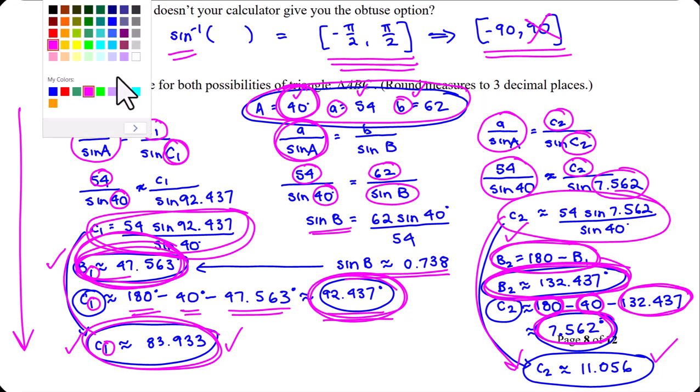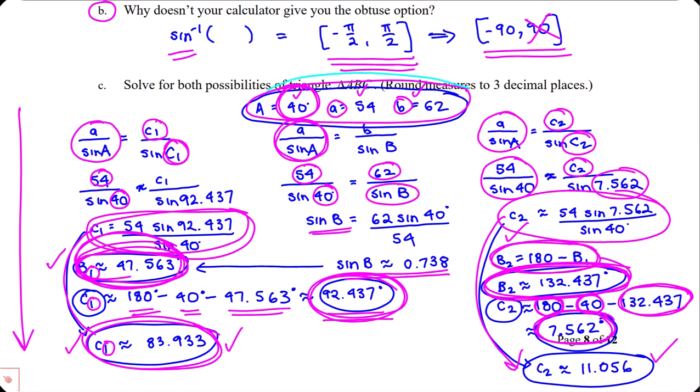The given information is what both are going to share, and then here are the two angles I found, and the third side. And then for the second situation, here is one angle, here is the second angle, and here is the third side.